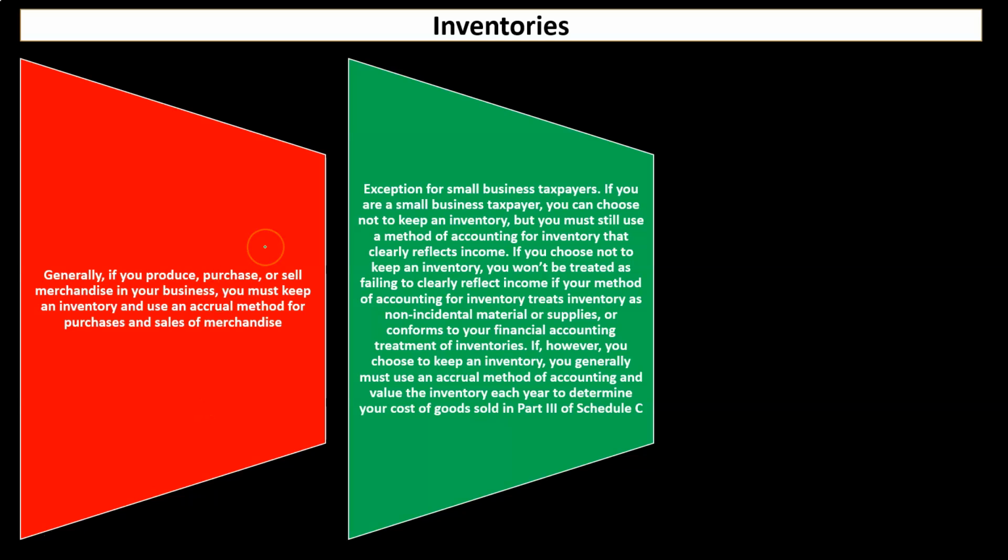So there's an exception for small business taxpayers. If you are a small business taxpayer, you can choose not to keep an inventory, but you must still use a method of accounting for inventory that clearly reflects income. If you choose not to keep an inventory, you won't be treated as failing to clearly reflect income if your method of accounting for inventory treats inventory as non-incidental material or supplies or conforms to your financial accounting treatment of inventories. If, however, you choose to keep an inventory, you generally must use an accrual method of accounting and value the inventory each year to determine your cost of goods sold in Part 3 of Schedule C.